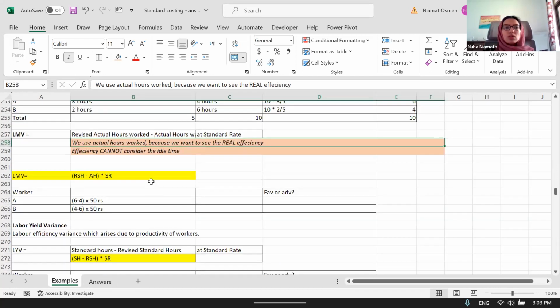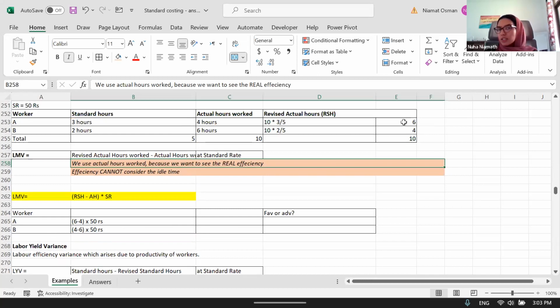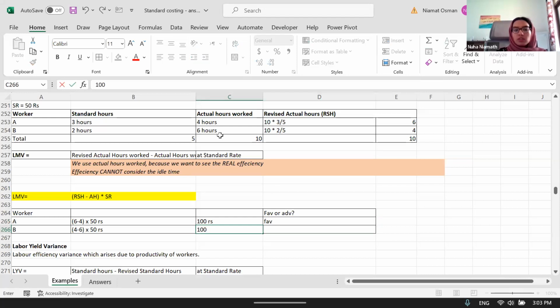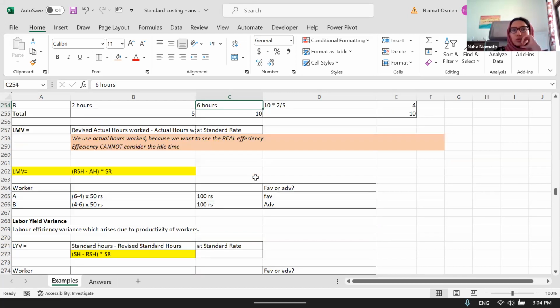So what is the mix variance for A? 6 minus 4 into 50 rupees, which is 2 into 50 rupees, which is 100 rupees, which is definitely a favorable situation because you have worked for 4 hours, which is less, right? That is favorable. And here again, it is 2 into 50 rupees. But this is a situation which is adverse because you should have worked ideally 4 if you would have done it on a standard basis, but you worked 6. So you've worked more, so that will definitely be an adverse situation.